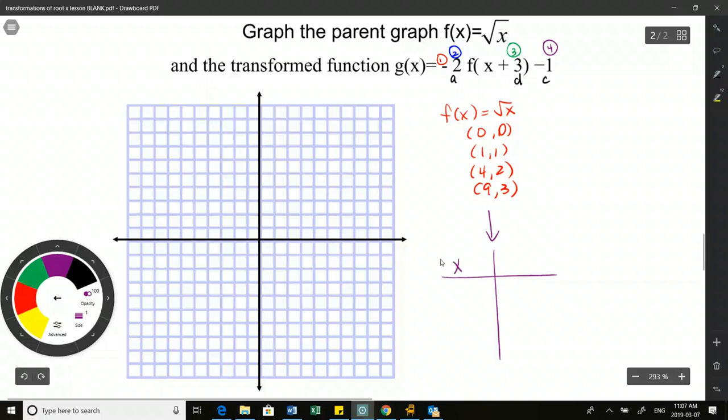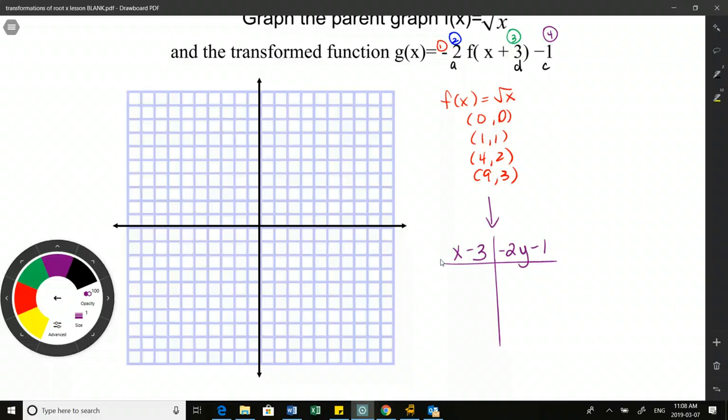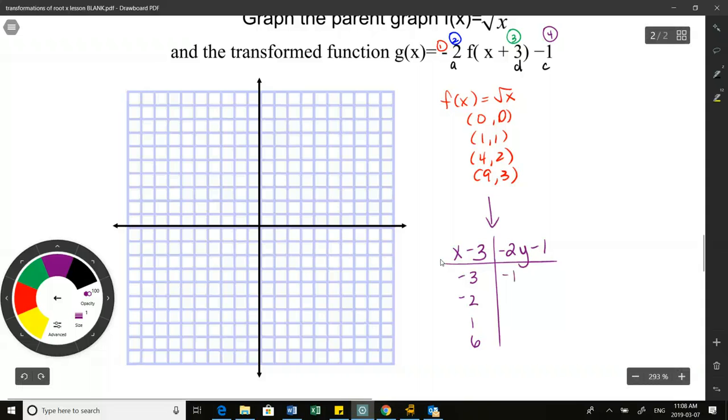I should have x minus 3, very good, switch the sign of the D. And what should that other side look like? Maria? Very good, negative 2y minus 1. A and C go with the y, k and D with the x. Here we don't have a k. Or the k is 1, we should say. Okay, so subtract 3 from each of your x's. We get negative 3, negative 2, 1, and 6. And then we're going to take each of our y's on the right-hand side there, multiply them by negative 2, and subtract 1. So here we get negative 1, negative 3, negative 5, and negative 7.